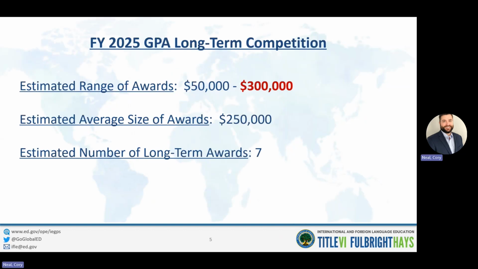A couple of facts and figures about the 2025 long-term competition. The estimated range of awards will be anywhere between 50,000 and the maximum, which is 300,000, with an estimated average size of a GPA long-term award being approximately 250,000. And we estimate the number of long-term awards to be around 7. Now, of course, the department is not bound by the estimates in this presentation. These are just figures based off of what we anticipate, but everything really is contingent on our fiscal year 2025 funding.